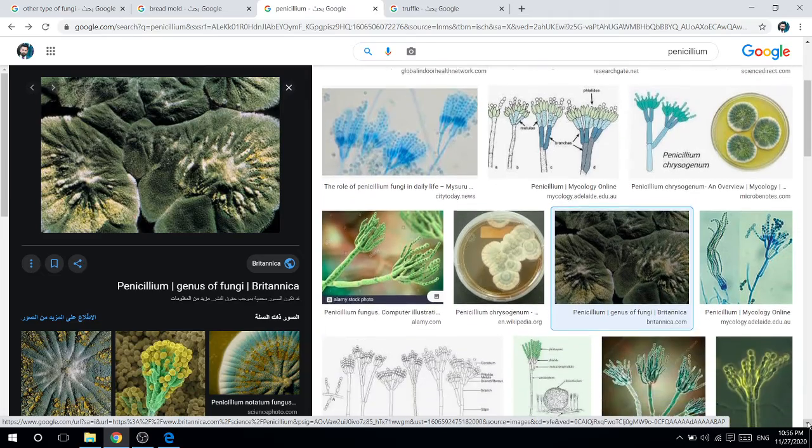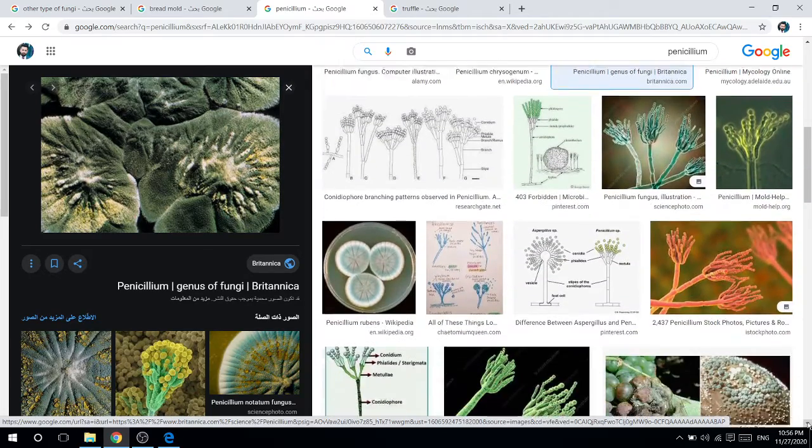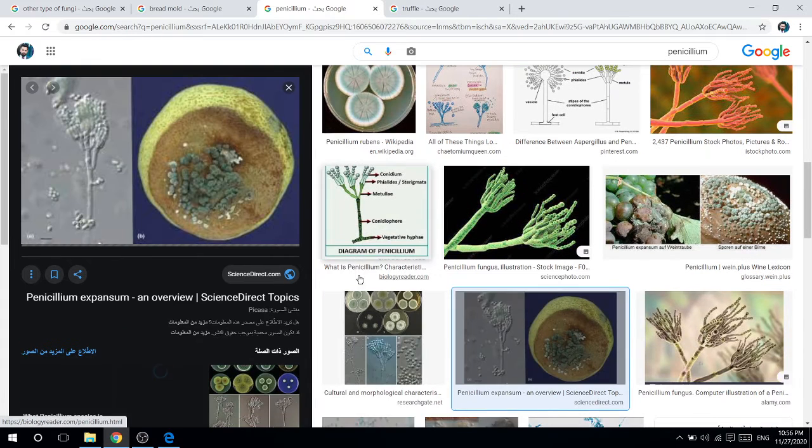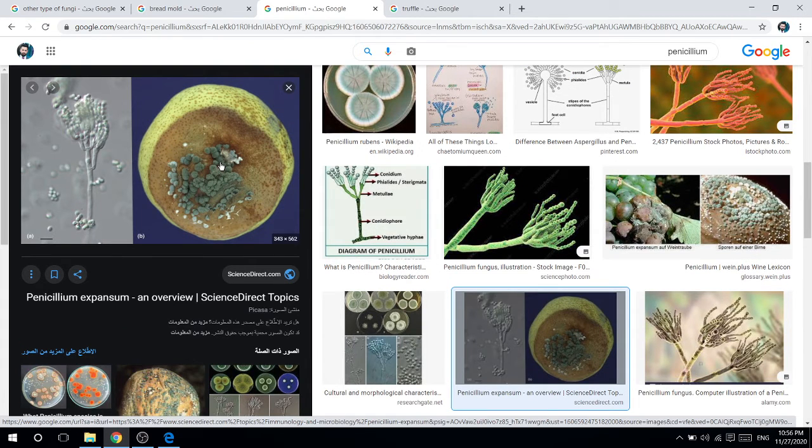This is another kind of mold. Do you see, students? They grow where? On the fruits. For example, this one, do you see? They grow on the fruits, for example, orange or apple. That kind of fungi called penicillium grows on the fruits.